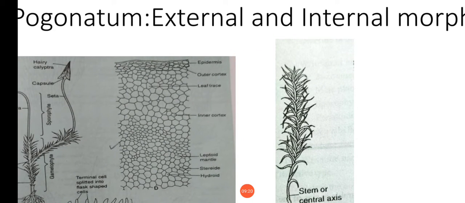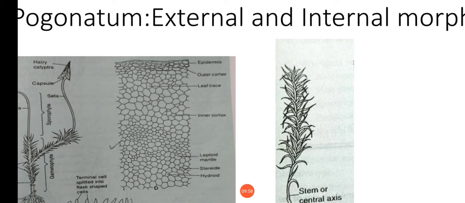You can have a look at figure D, which shows the TS of the stem of Pogonatum. TS of aerial branches shows a similar structure to that of Polytrichum, where rhizoids are absent. The cortex is made up of only hydroids, and the cortex is encircled by a discontinuous layer of leptoids.